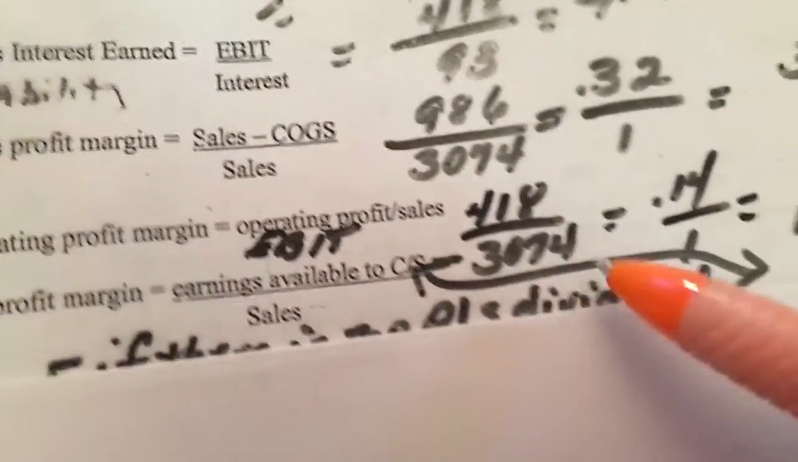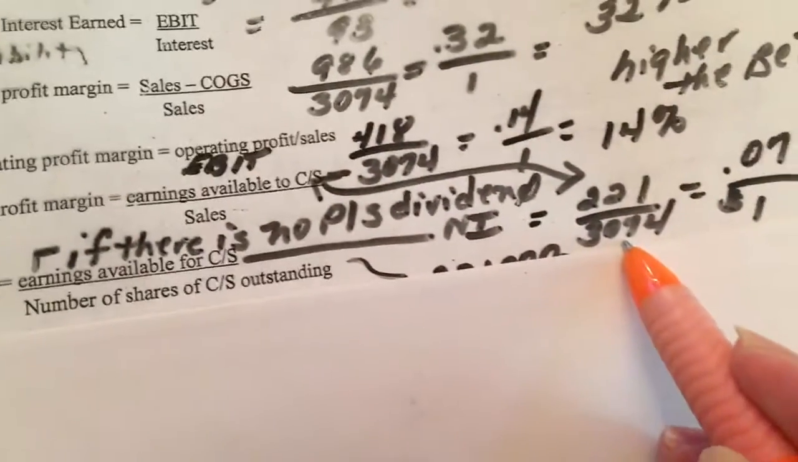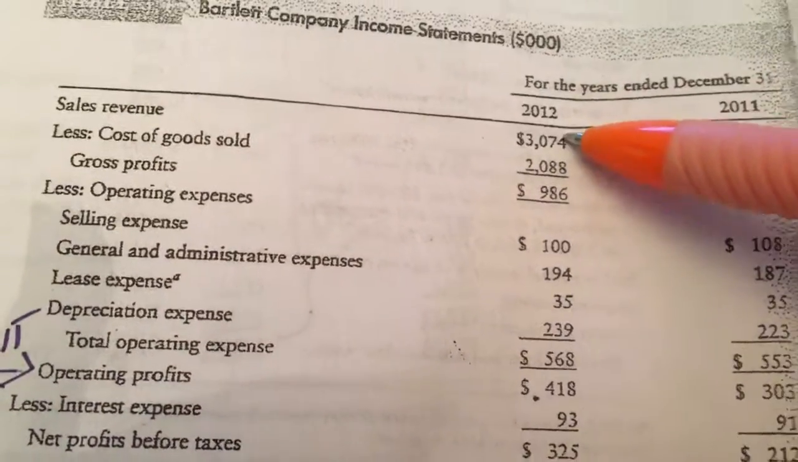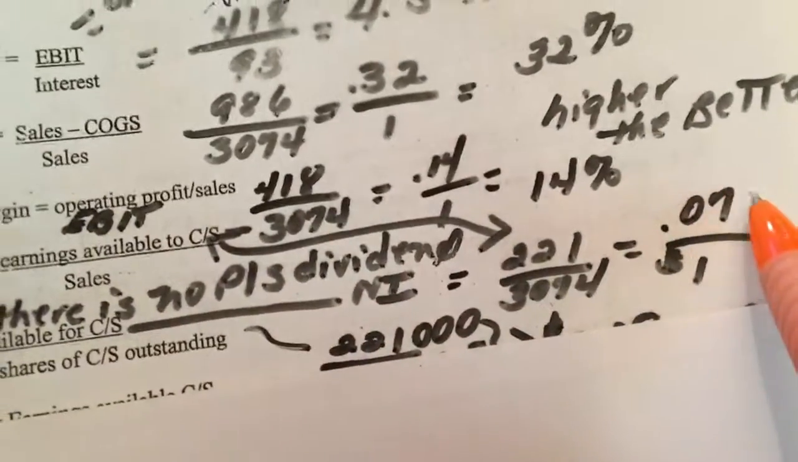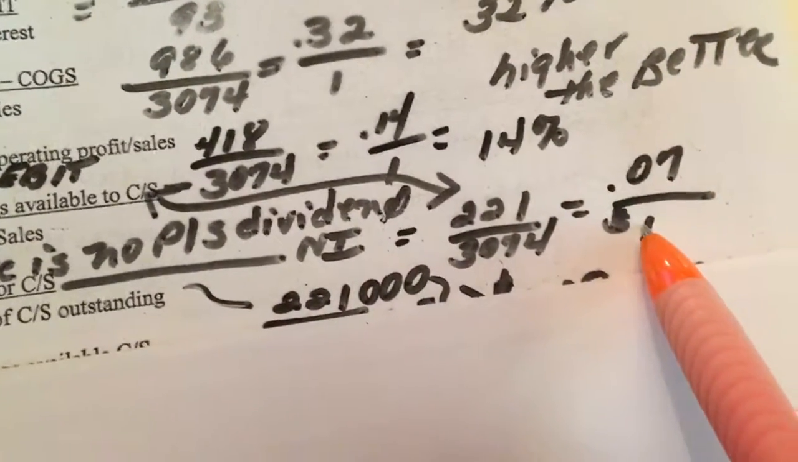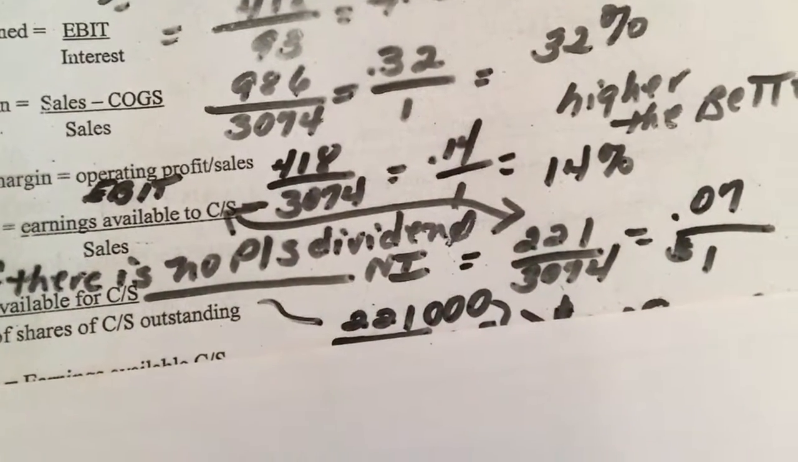So we have here, the number is going to be 221 divided by sales of 3074. All of these denominators are sales. So here you go, 221 divided by sales. Now this number should be very low, lower than the other two. This means that for every $1 of sales, you're generating 7 cents on a dollar.